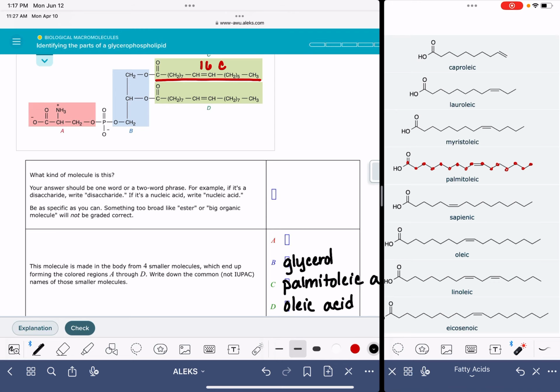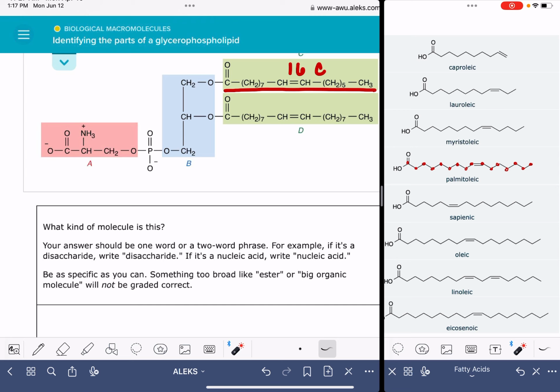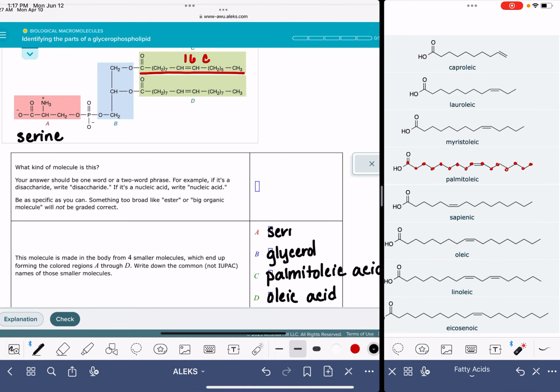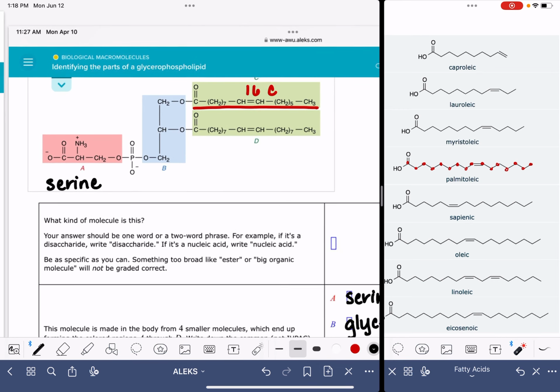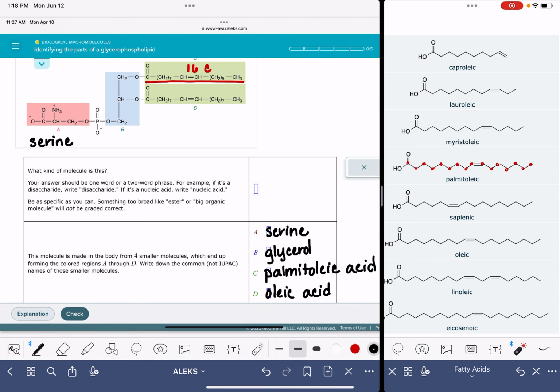Now, the last portion that we need to identify is the portion that's highlighted in pink over here. There are 3 different options of what this portion of the molecule could look like. This particular portion of the molecule is the molecule serine, and that's what we want to put in the box down here. And the name of the glycerophospholipid is actually based on which molecule we have in position A. Since we have serine in position A, the name of this glycerophospholipid is phosphatidyl, hopefully I got that spelled right, serine.